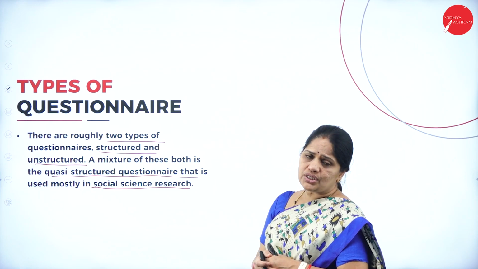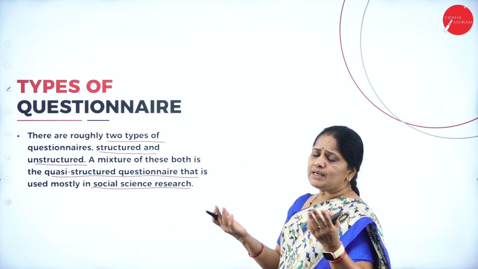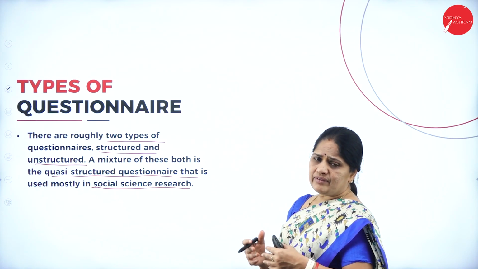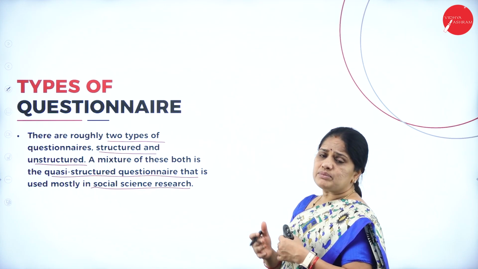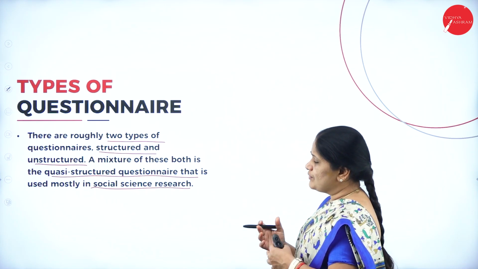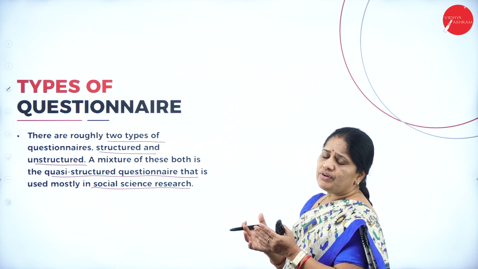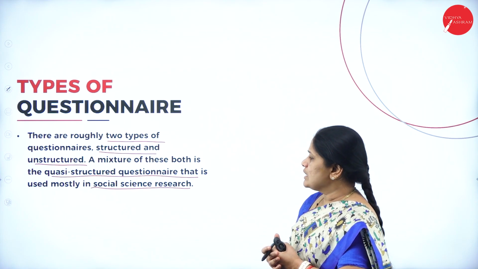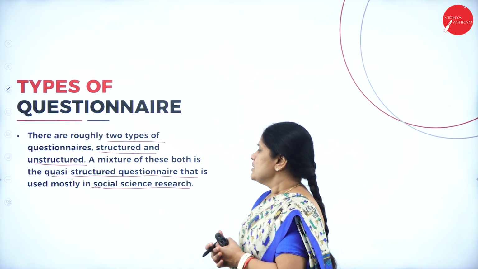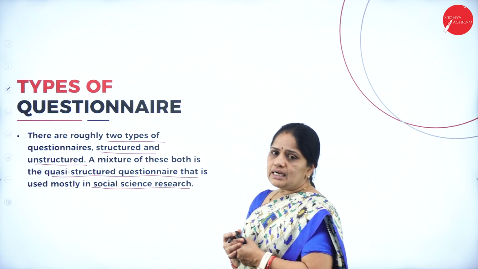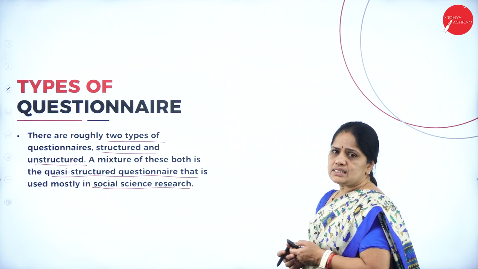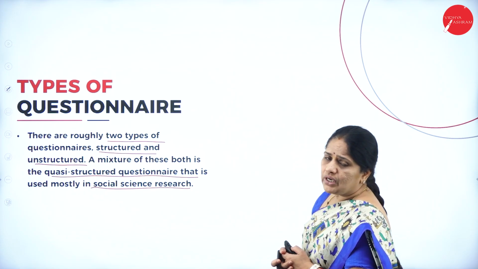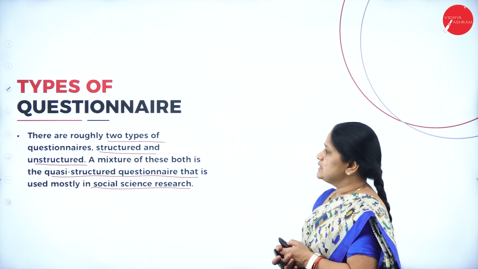Whereas an unstructured questionnaire has almost all types of questions included. Questions in relation to the topic will be there, and then there will be some personal questions, and some general knowledge questions. Such a questionnaire where you have a mix of everything, we call unstructured, and a mixture of both is a quasi-structured questionnaire. This kind of questionnaire is usually used in social science research, on anything related to social issues of the society.